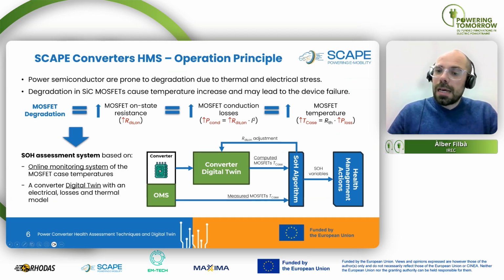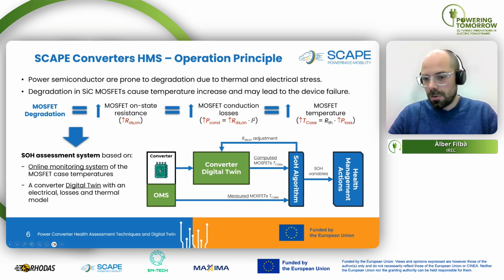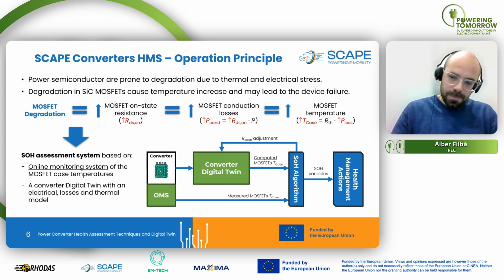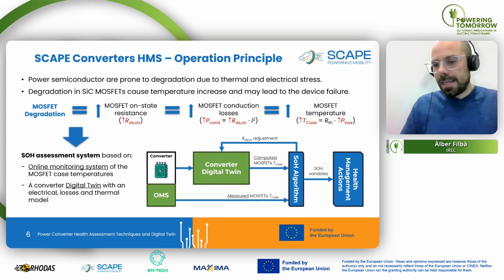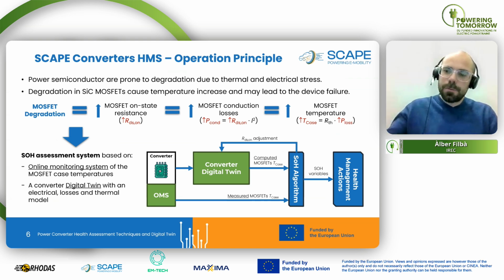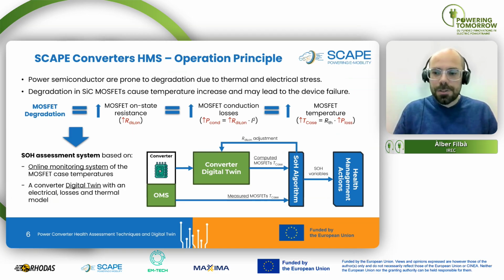This digital twin computes the expected temperature of the MOSFETs, and then we have the online monitoring system, which measures the actual value of these temperatures. Then with an algorithm that mainly compares these two values, the computed and measured temperatures, we can determine the state of health of the different MOSFETs or switching cells at the end. And then this information is fed to the health management action system.